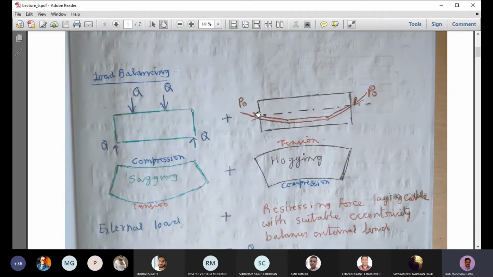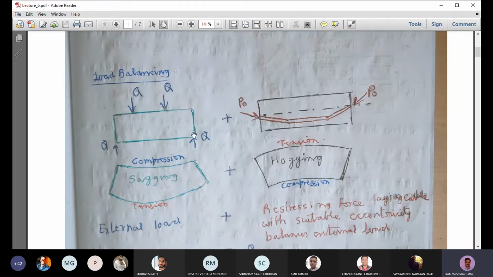There is another approach to load balancing that involves direct calculation of forces. That alternate concept we'll discuss maybe tomorrow. So for today's class, we will discuss the load balancing concept through the use of the pressure line diagram.